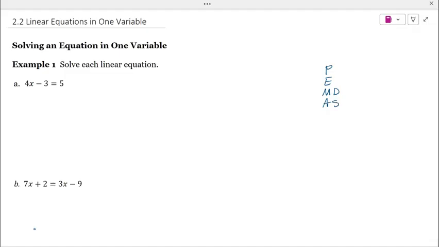PEMDAS tells us the order that calculations are done when we type numbers into a calculator, or if we're doing a calculation ourselves, what order to perform the different operations. We have parentheses at the top, then exponents, multiplication and division, and then addition and subtraction. So again, this is how we do calculations. When we're solving equations, we actually want to go in the reverse order because we're peeling the layers away from the variable x in the opposite order. So this is what we're going to use for solving equations.